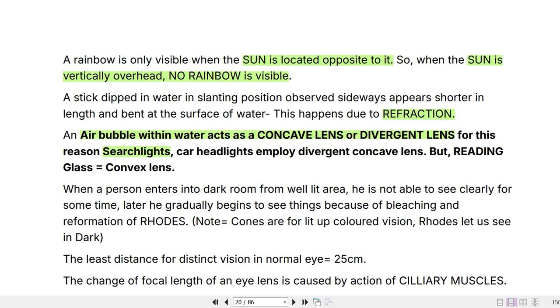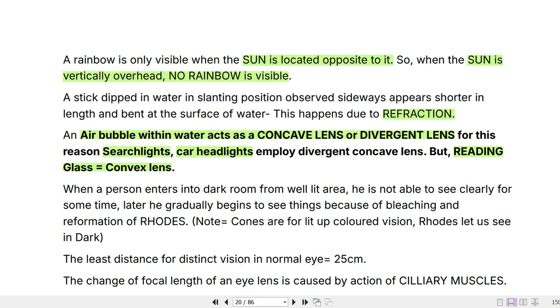Owing to its divergent properties, the concave lens is used in searchlights and car headlights. They employ the divergent concave lens, but so far as the reading glass is concerned, that employs the convex lens. Now the air bubble within water also acts as a concave lens or a divergent lens, and for this reason searchlights and car headlights employ the divergent concave lens.